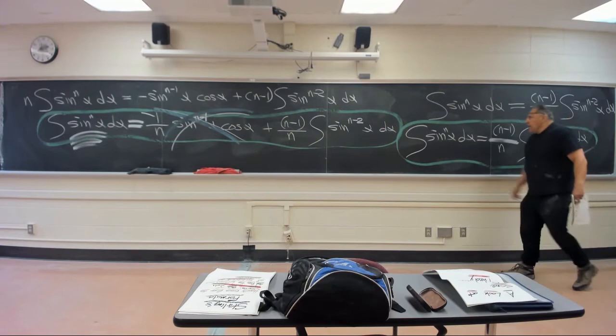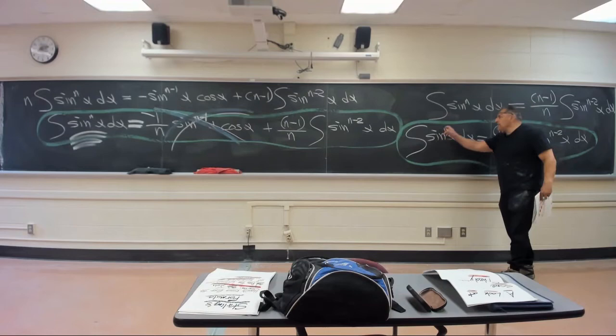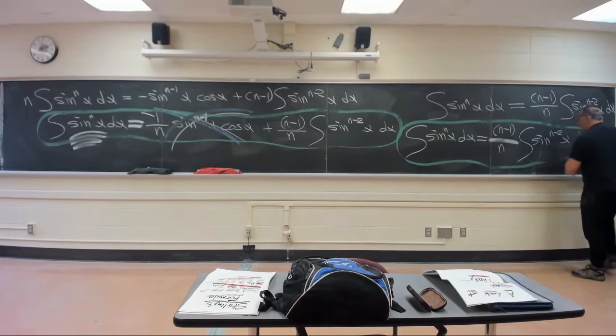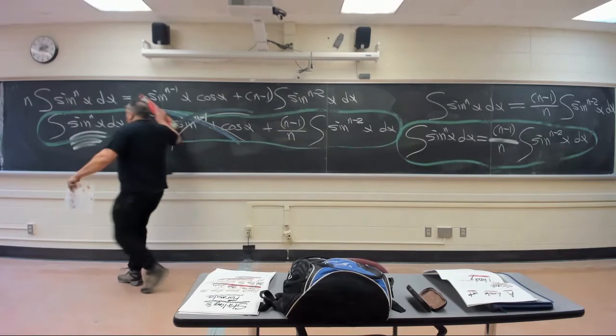The integral of sine to the n of x dx is whatever that n is, put on the bottom, and 1 minus whatever that n is on top, times the integral of sine to the n minus 2 right here. What does that mean? Well, there's a lot you can say.